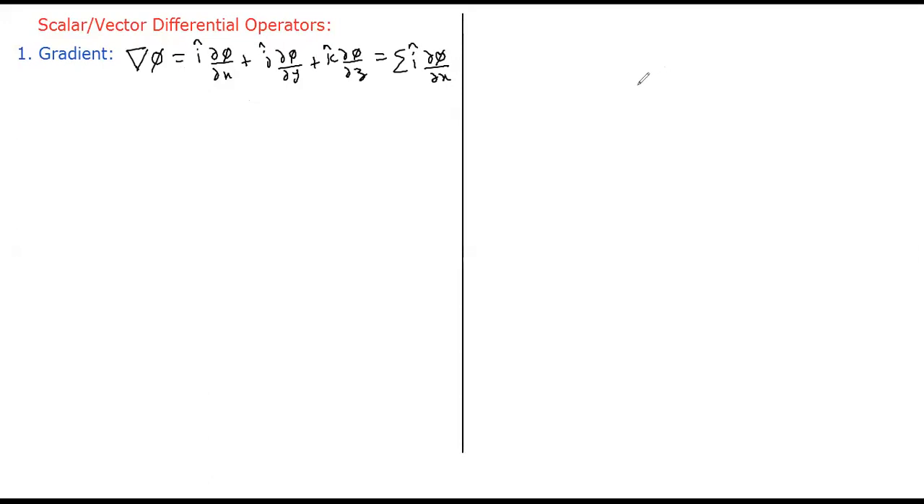Okay. Now I'm going to introduce some more definitions, which are very important in vector calculus. So write down the next definition. Next definition is called divergence. So what is the definition of divergence?